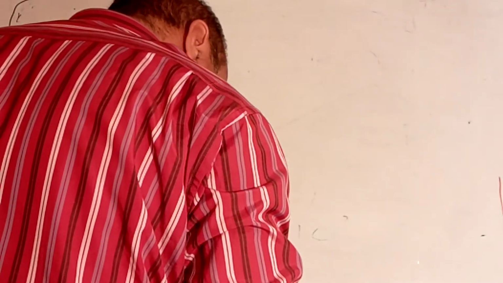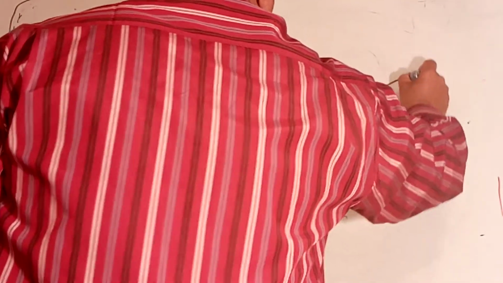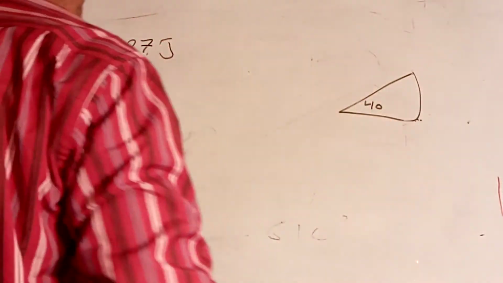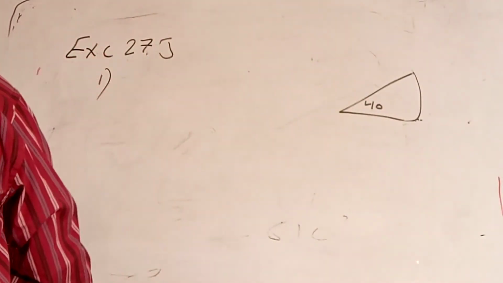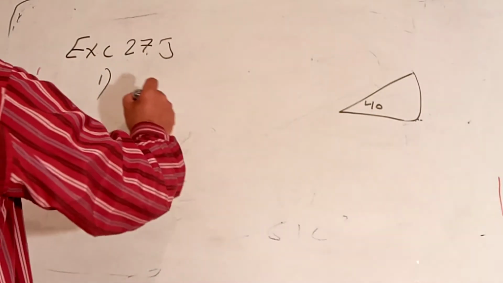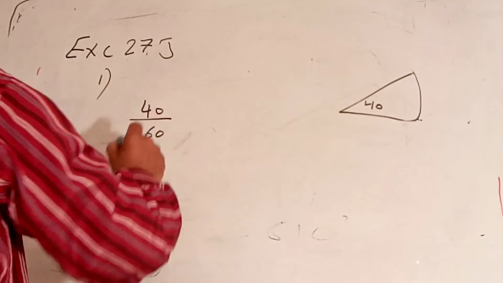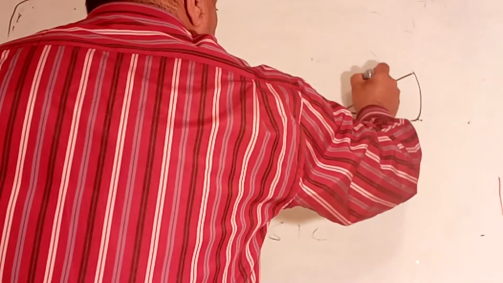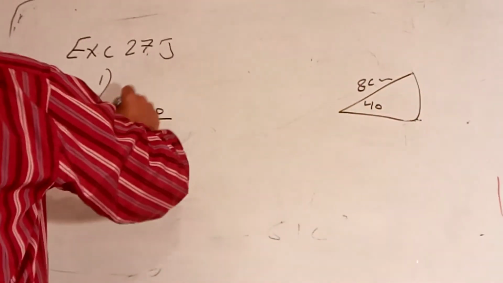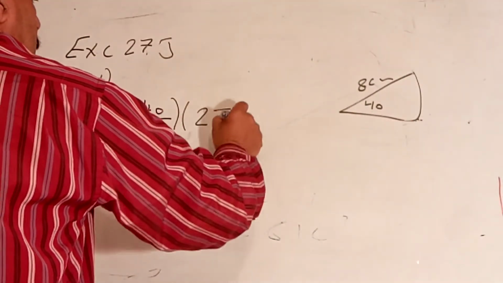For each, calculate the arc length and the sector. This is the sector here, this is 40. He needs the length. It's very simple, as we said. That will be 40 divided by 360. What's the radius here? This is 8 centimeters. The radius is 8 centimeters, multiplied by the circumference of the circle, 2 pi r, which is 8.